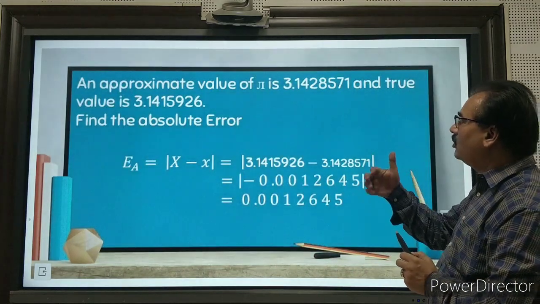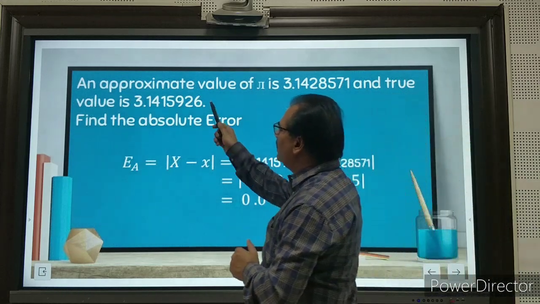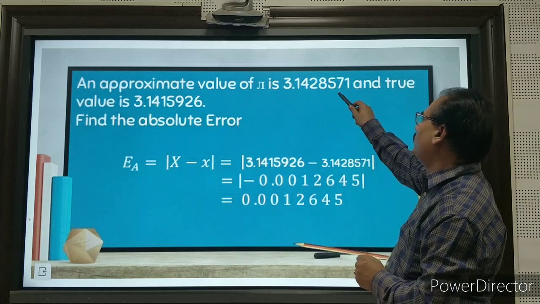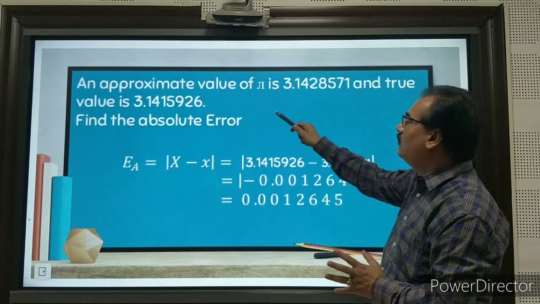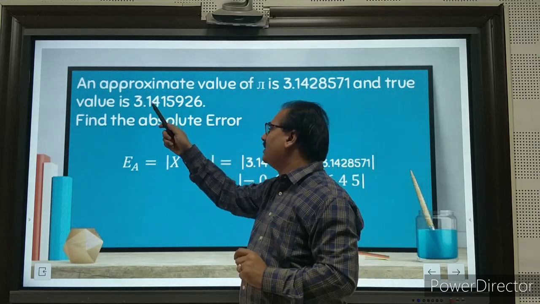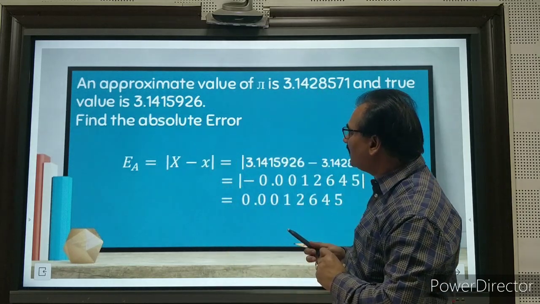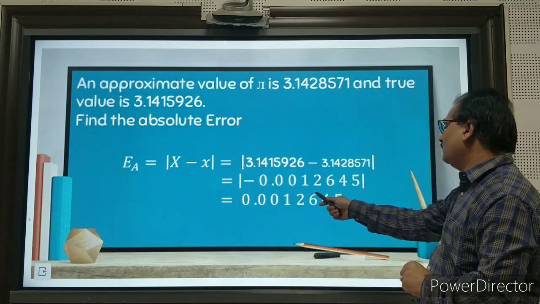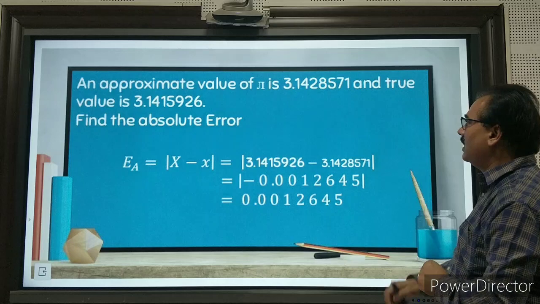Then how do you calculate it? For example, very quickly look at this example. Here an approximate value of pi is 3.1428571, and the true value, if you take it from your scientific calculator, is 3.1415926. Find the absolute error. The difference is of course 0.001264. You will get that.